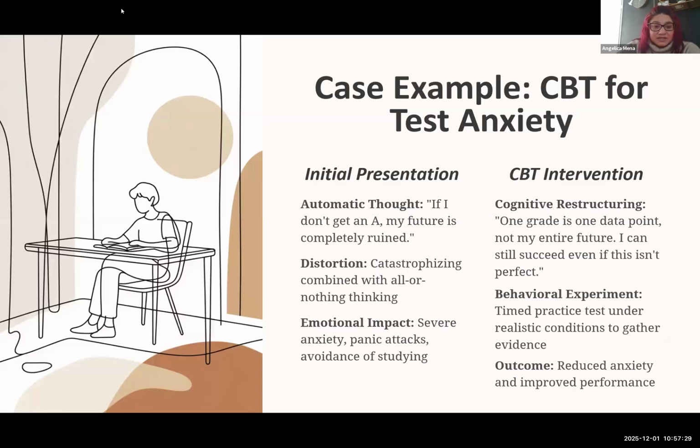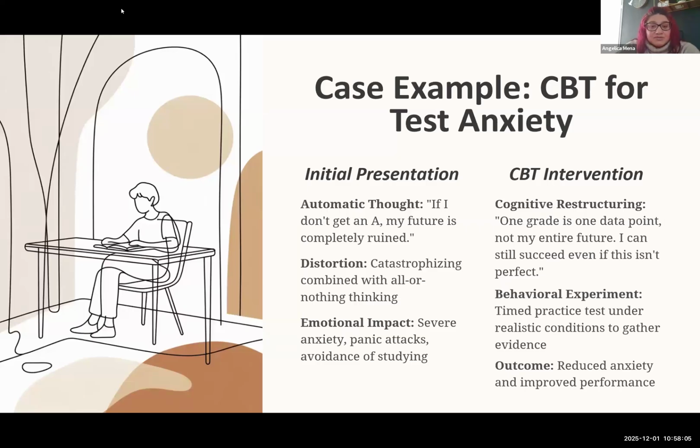Okay, so let's do a quick example of CBT, because I like to do clinical application. Let's say the client is presenting to therapy distraught, depressed and anxious, maybe because they didn't get an A on a test. They're catastrophizing, and they have this all-or-nothing thinking. Now they're having severe anxiety and panic attacks, and they're avoiding studying. They don't want to go to school anymore or get out of bed.